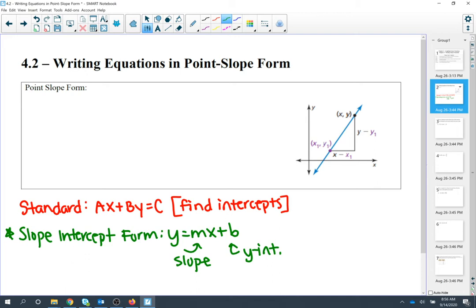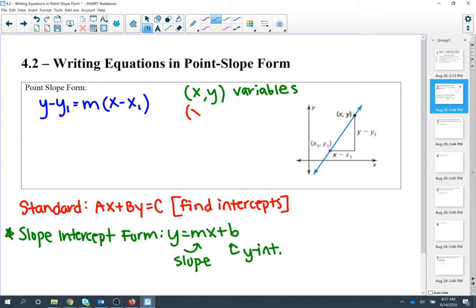A third one, and this is our last form, is point-slope form. And point-slope form is y minus y1 equals m times x minus x1. Now, in this, x and y are your variables. It's still x, it's still y, just like it is in standard form, just like it is in slope-intercept form. You have an x, you have a y.